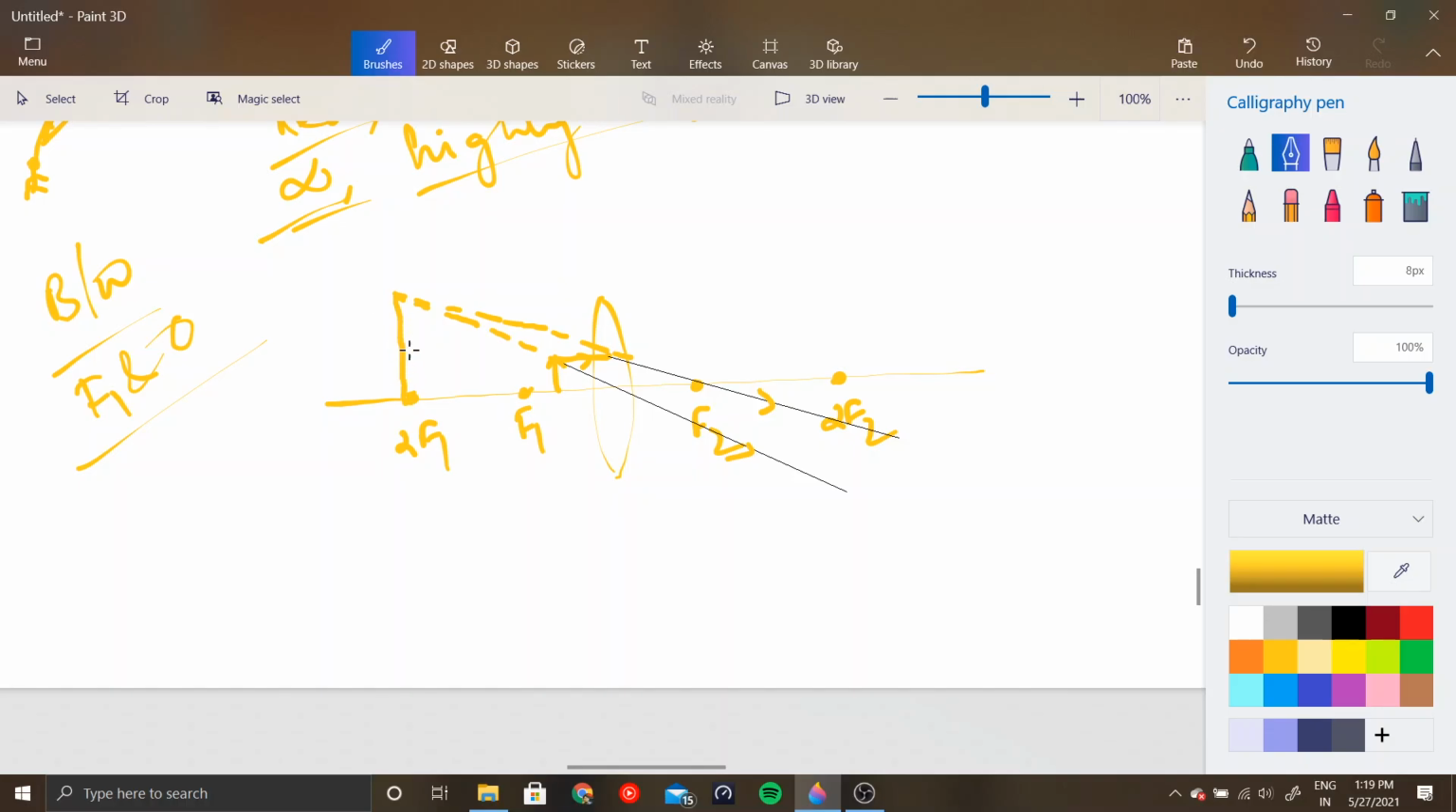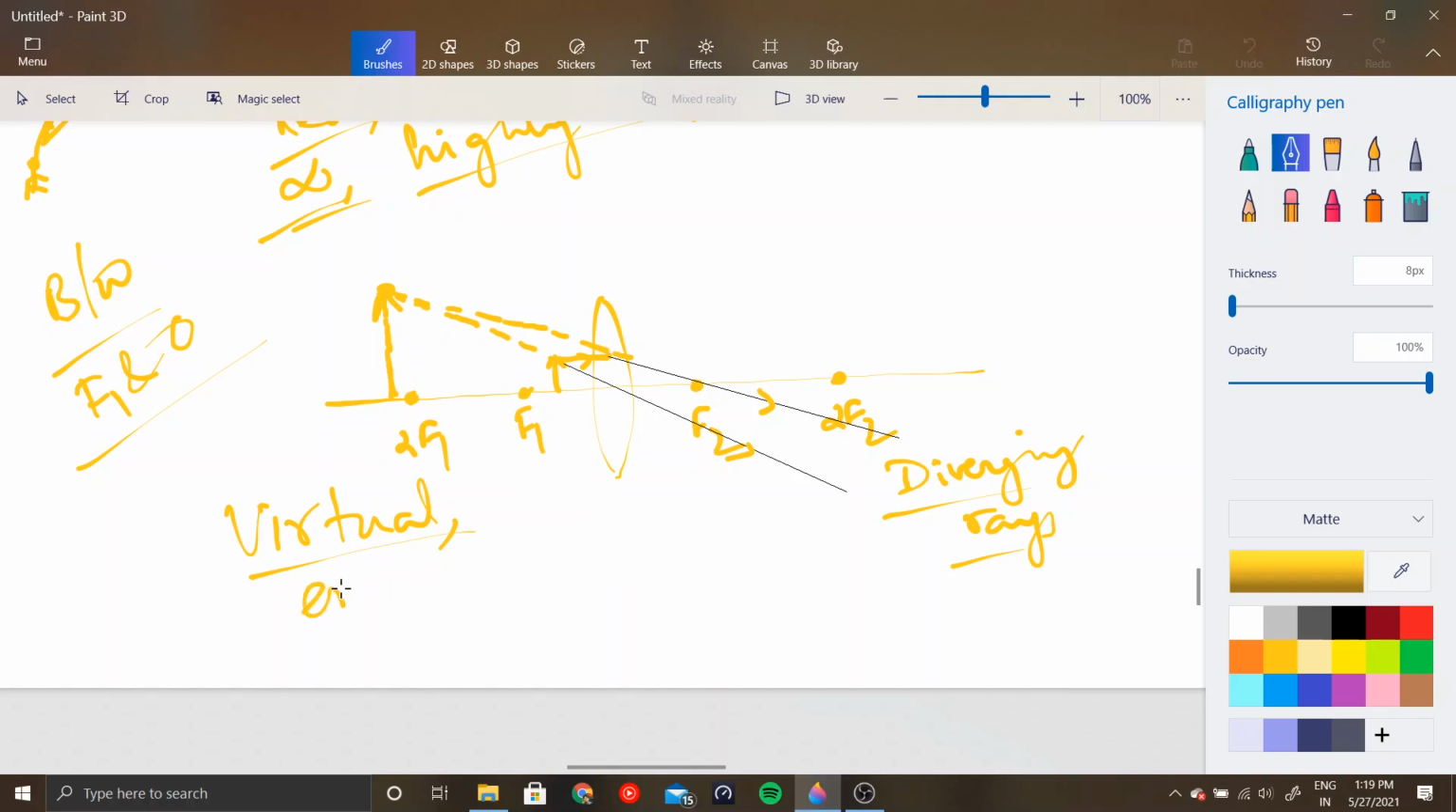So let's form the image. Right, so this is the image. You see that the rays actually do not meet because they are diverging rays. But if we extrapolate the rays backward, we can see that they are meeting at this point. So the image formed will be virtual because the rays are not actually meeting, but we can see the image by extrapolating the rays backward. Whenever you need to extrapolate the ray backward, it will always form a virtual image.